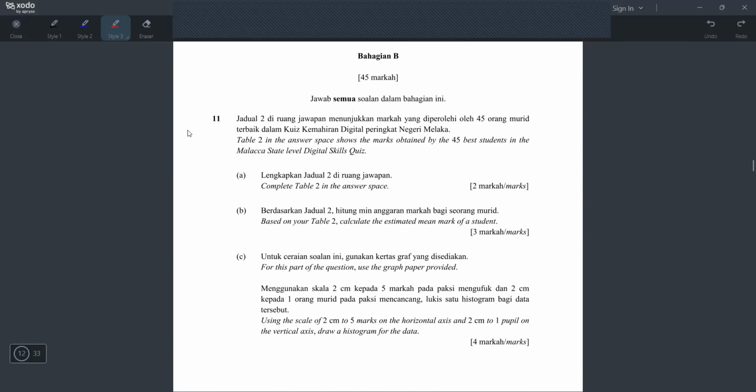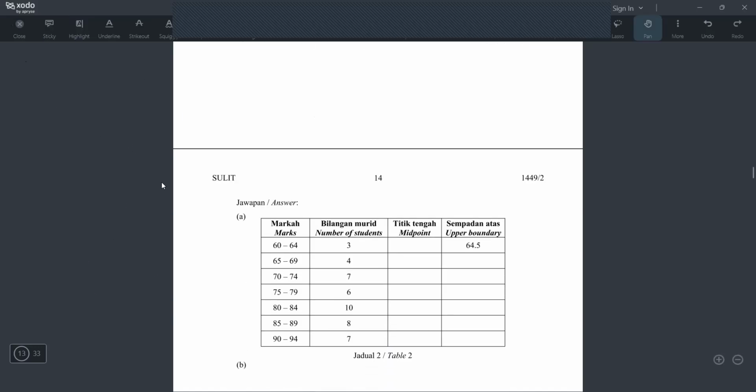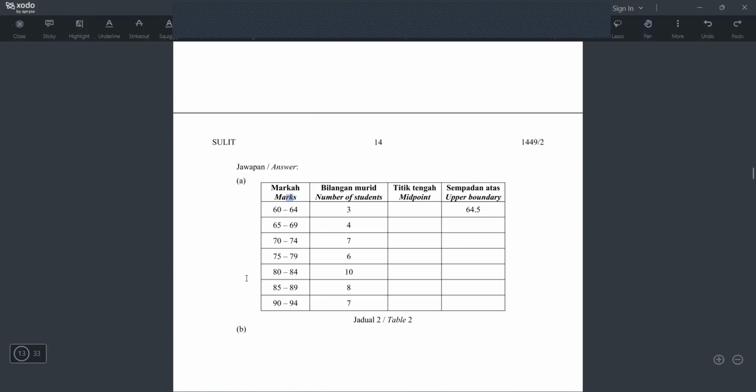Okay, number 11. So what chapter is this? Let's read. Table 2 in the answer space shows the marks obtained by 45 best students in the Melaka state level digital skills quiz. This is the total frequency. They want you to complete the table. Okay, the moment I look at the table, I know this is measures of dispersion for group data. Group data because of the classes. So when there are classes, it is group data. So let's complete the table.